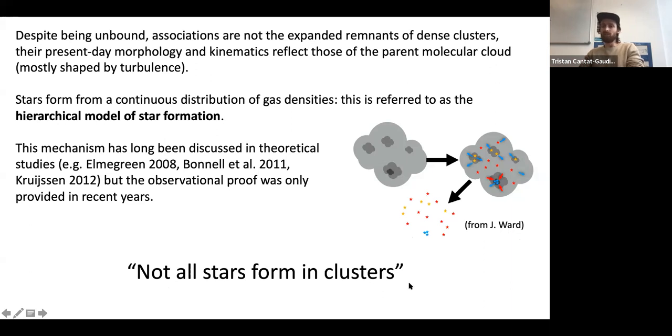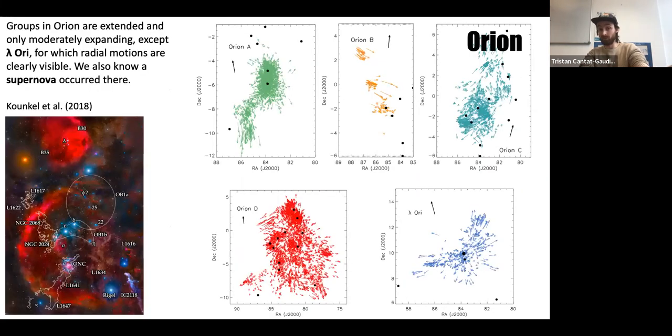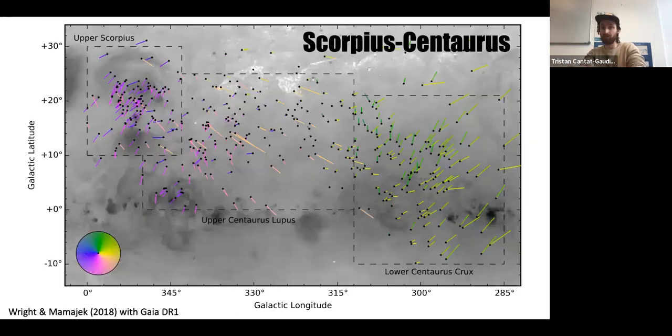It says not all stars form in clusters. And that's something that has made people angry sometimes at conferences. I've seen people strongly disagree with that. But I think the observations, the interpretation I would make of the nearby distribution of stars from Gaia, tends to support this kind of scenario.